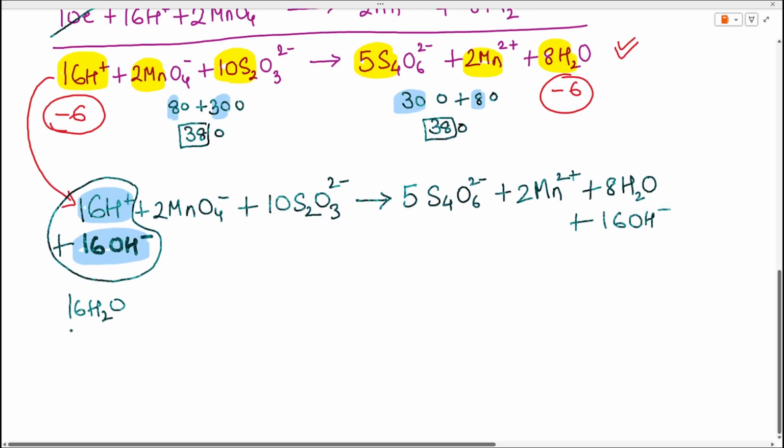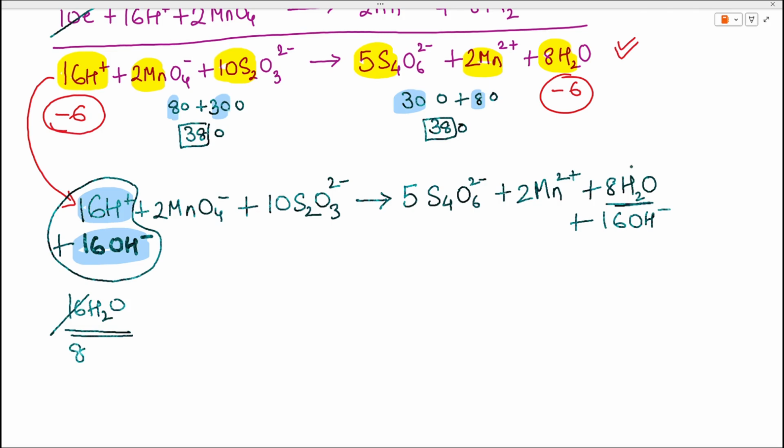But we have 16 water molecules over here and we have 8 water molecules over here. So we can bring these 8 water molecules to this side. So it gives us 16 minus 8 and we are left with 8 water molecules, and these are gone from here. So we can write our equation again now.